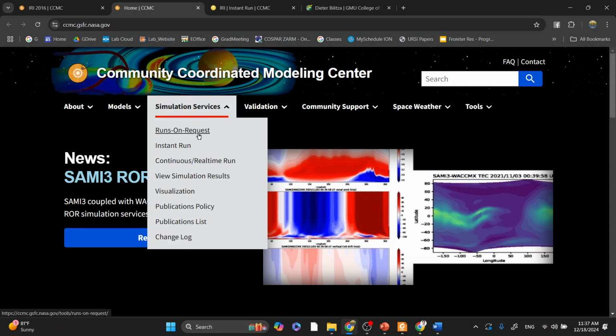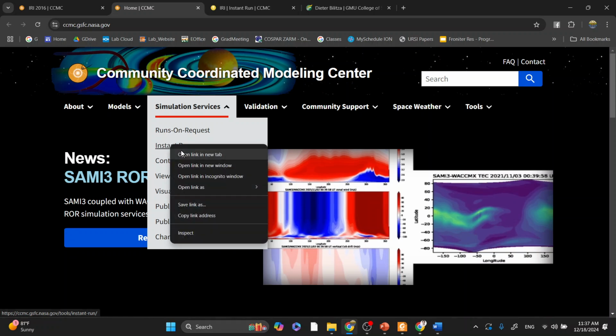Maybe simulation models. Let me see. They have run on request. If you run something for a very long time and a lot of work, you can request and they will run it and send the result to you. Yeah, I already used it. You try that. Okay. And they have the instant run.